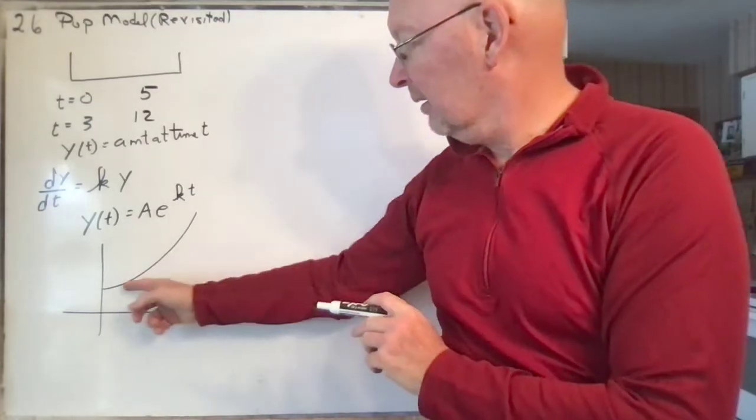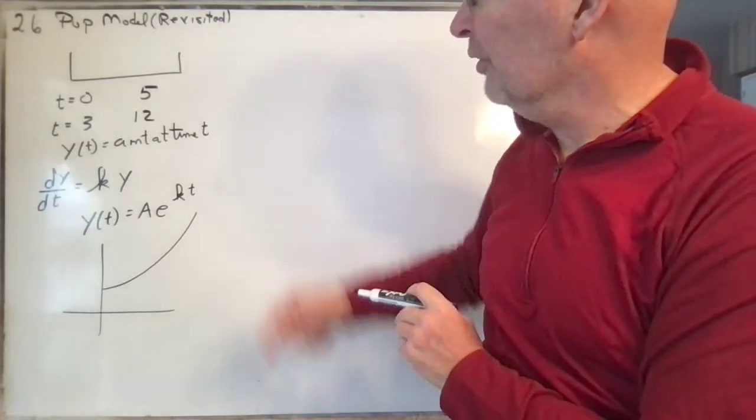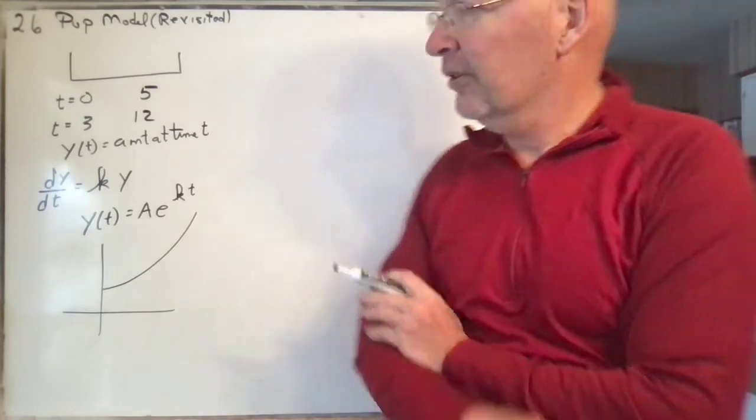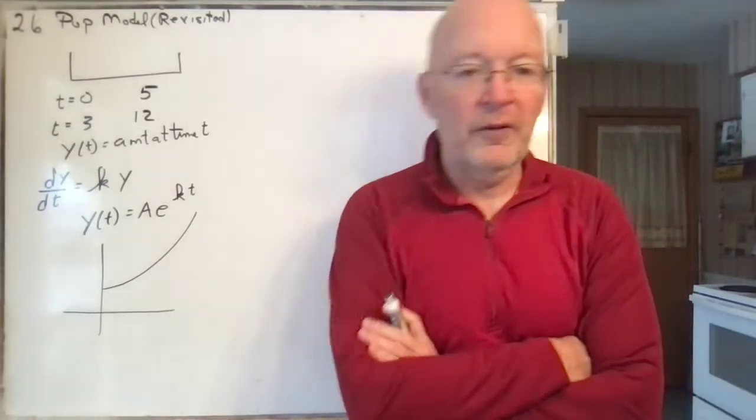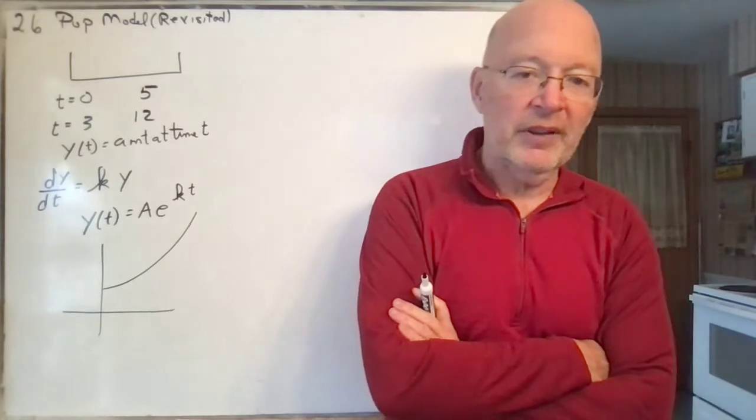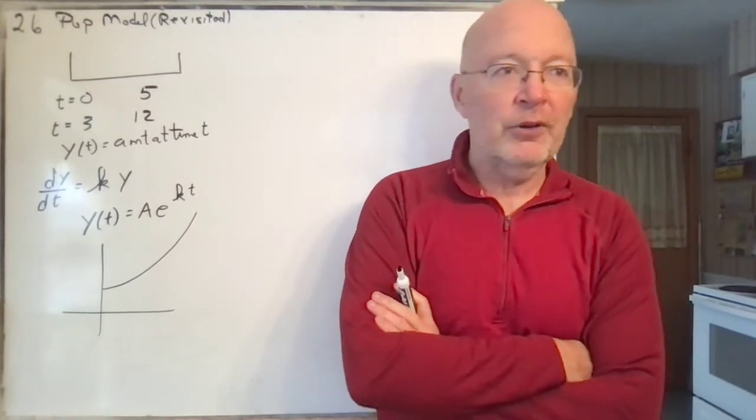And if you look at it, it's pretty obvious. The amount of mold is going to go off to infinity, right? It's going to fill the dish, it's going to fill the house, it's going to fill the earth, it's going to fill the solar system and the galaxy, and go off and fill the universe.